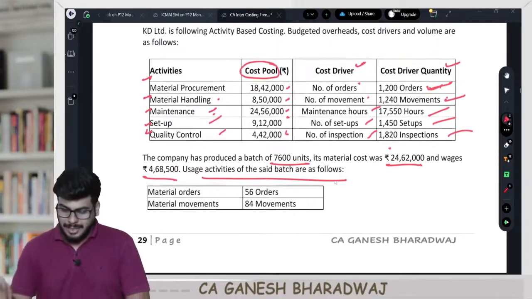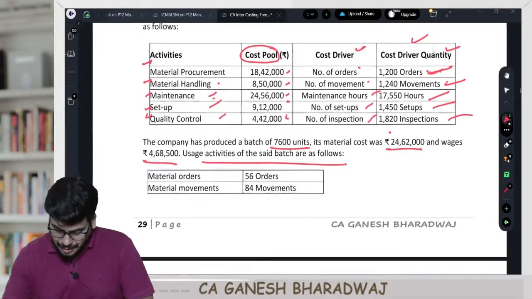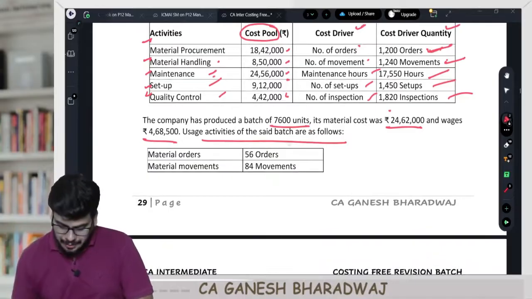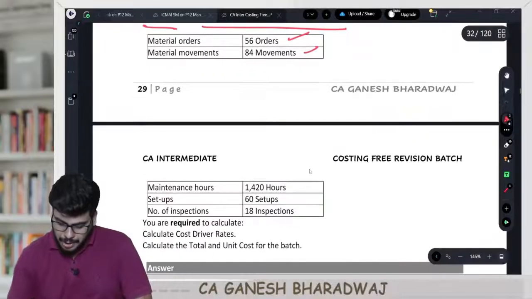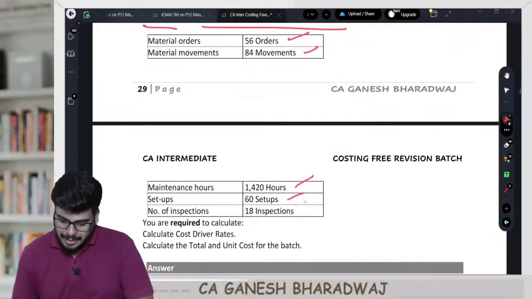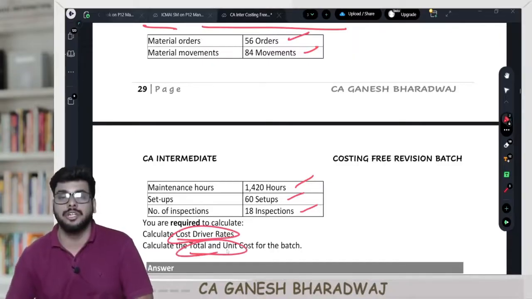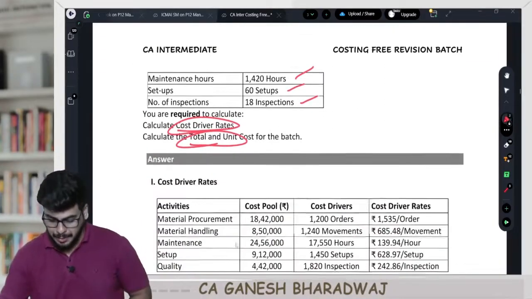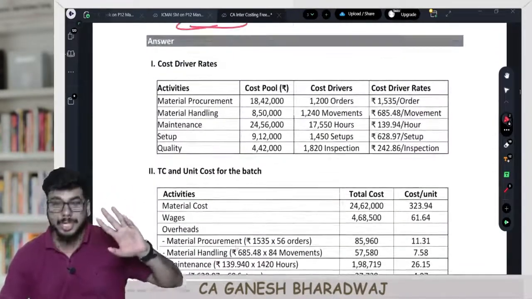So now all these cost drivers are for a year. Now what have they said here? For one particular batch, they have given the data. So material orders were 56, 84 material movements were done, 1420 maintenance hours, 60 setups, and 18 inspections. You are required to calculate the cost driver rates and calculate the total and the unit cost of the particular batch. Now guys, very simple. Now it's a 3-step procedure, rather I would say a 2-step procedure in ABC.